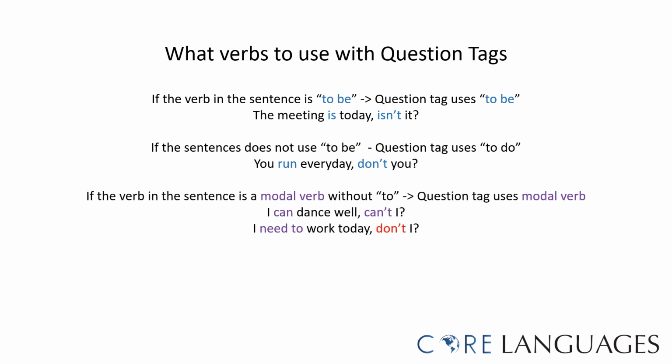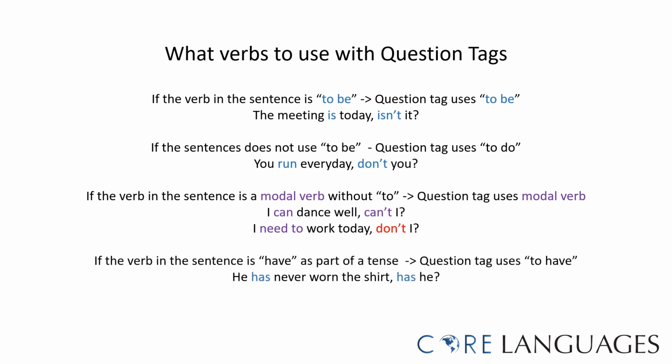If the verb in the sentence is a modal verb that is not followed by the infinitive with to, the question tag will also use this modal verb. For example, I can dance well, can't I? If the modal verb is followed by the infinitive, for example, I need to work today, the question tag uses the auxiliary verb to do. Don't I? I need to work today, don't I?